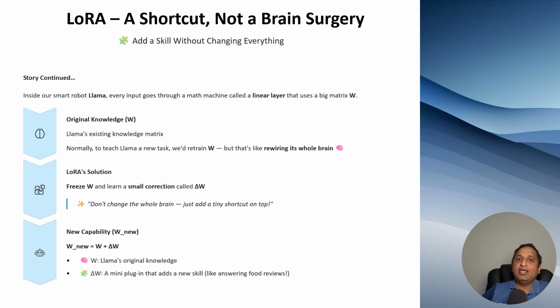It's like giving the LLM a translator headset. Instead of reprogramming its whole brain, we keep the original W and add a tiny change to it. This change is called delta W. So the new weight becomes W plus delta W. This is like layering new knowledge on top without disturbing what is already there.